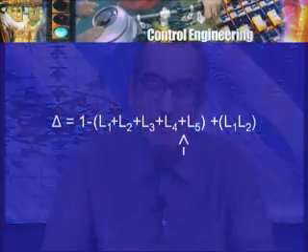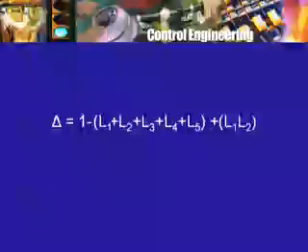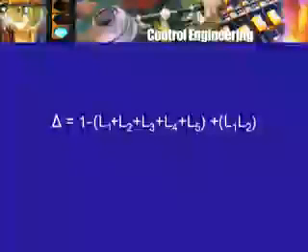The next term is not minus now but plus. And what do we have now? We have a sum of product of loop gains of non-touching loop pairs. And we have found out that there is only one such loop pair. So we have L1, L2. There is only one term. There is nothing else. L1, L3 touching, L1, L4 touching, L1, L5 touching, so on, L2, L3, etc. So there is only one term, no other term.